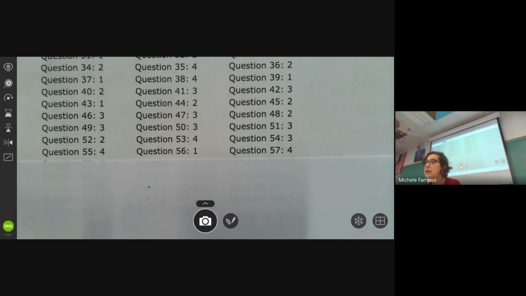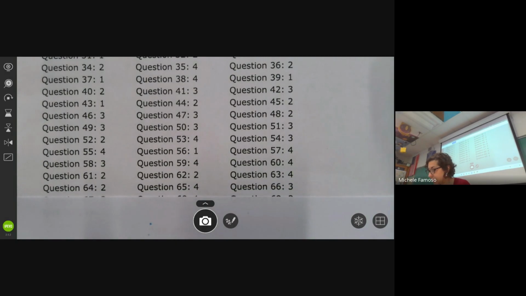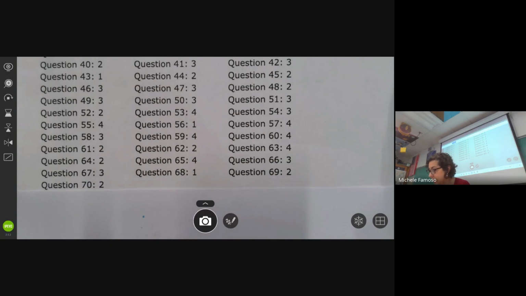52 is 2. 53 is 4. 54 is 3. 55 is 4. 56 is 1. 57 is 4. 58 is 3. 59 is 4. 60 is 4. 61 is 2. 62 is 2. 63 is 4. 64 is 2. 65 is 4. 66 is 3. 67 is 3. 68 is 1. 69 is 2. And 70 is 2.